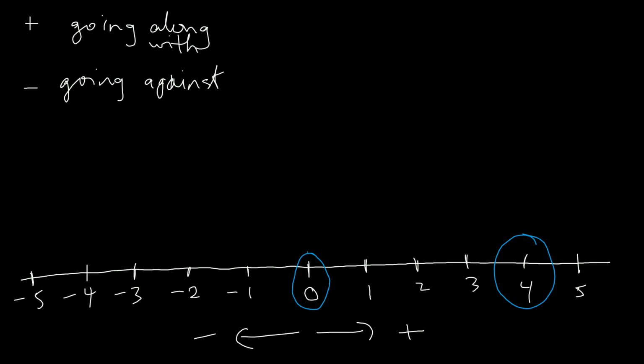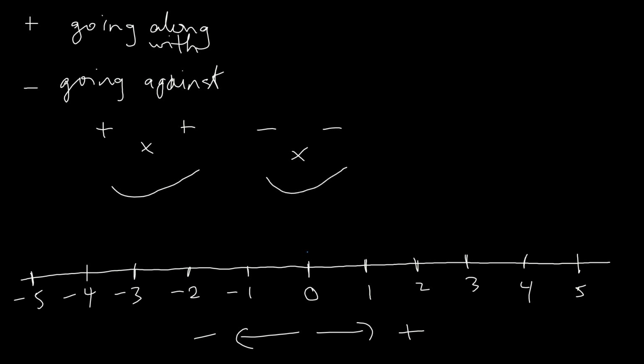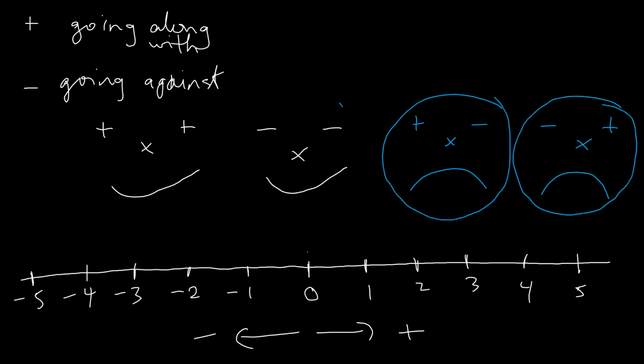So, now that you understand why it is that a positive and a positive multiplying together will give you another positive, and a negative and a negative multiplying by each other will also give you a positive, and you understand now that a positive multiplied by a negative will give you a negative, and a negative multiplied by another positive value would give you a negative, you can see where I get my smiley faces from.